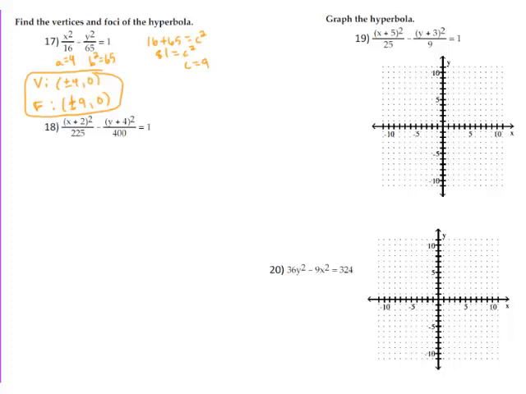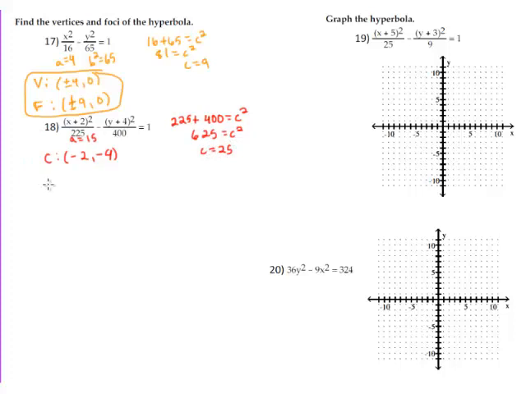So that's that there. On 18, we are not centered at 0, 0, so find your center first using the super secret opposite society. -2, -4. A is going to be the square root of 225, which is 15. We can find c by doing a squared plus b squared equals c squared. That gives you 625 equals c squared, which means c is 25.